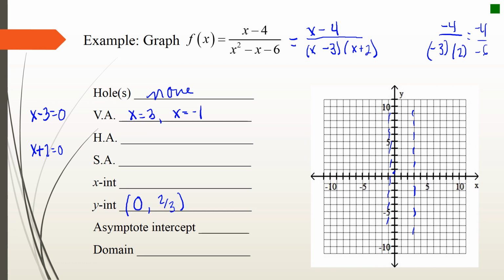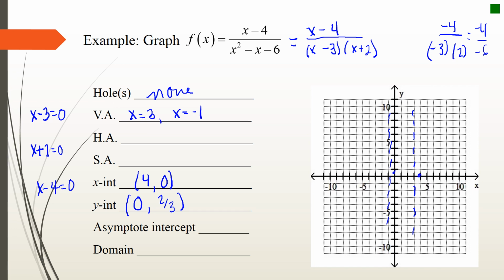Our x-intercept is when we take that numerator, x minus 4, set that equal to 0, and x is going to be equal to 4 when y is 0. So x is going to be (4, 0), we'll have that point there.